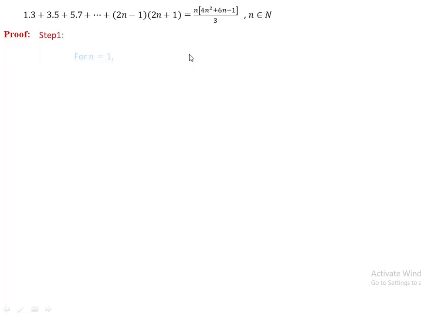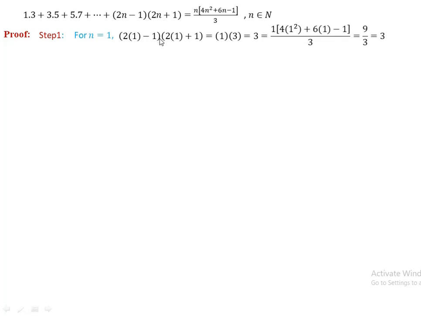Step 1. For n equals 1, since n is a natural number, that means n starts from 1. So for n equals 1, we have (2 times 1 minus 1) times (2 times 1 plus 1). Here, 2 times 1 is 2, then 2 minus 1 is 1. Again, 2 times 1 is 2, 2 plus 1 is 3, therefore we have 1 times 3.